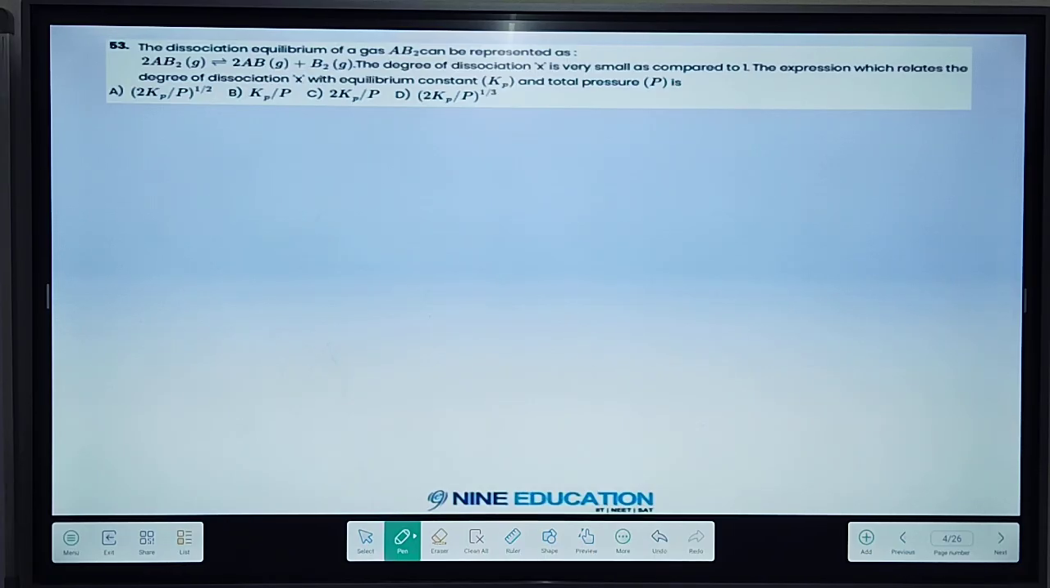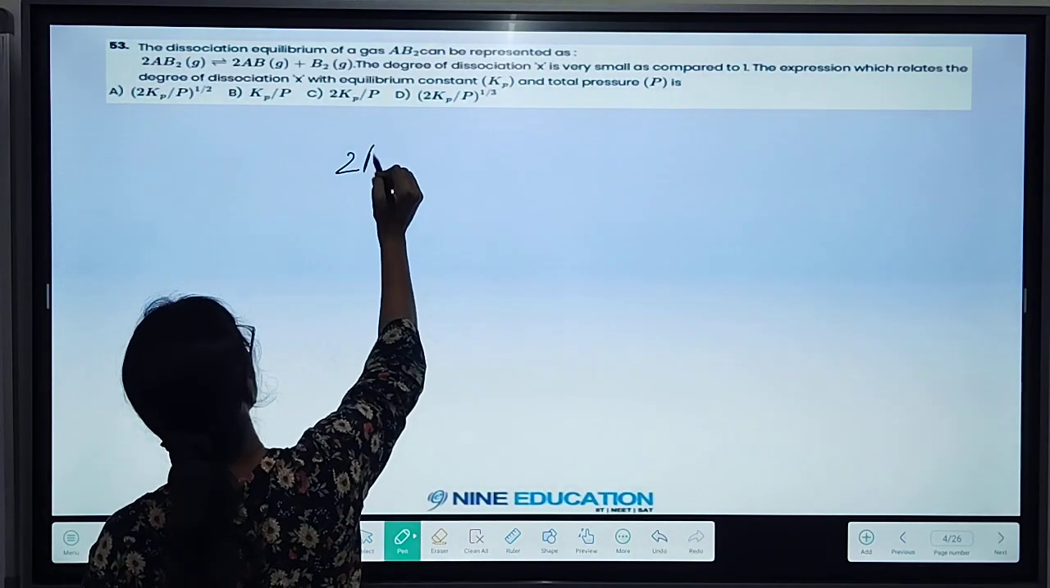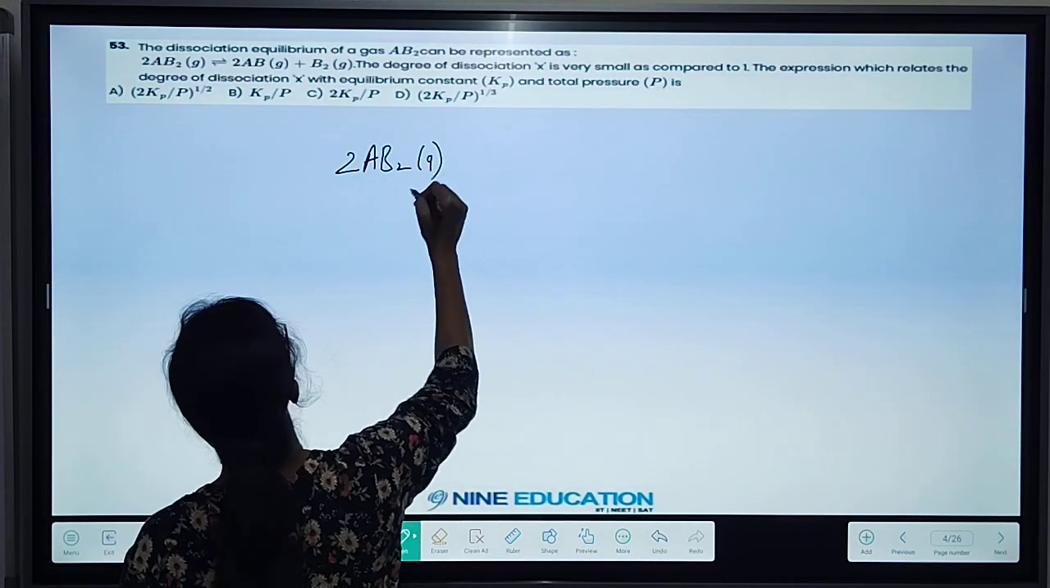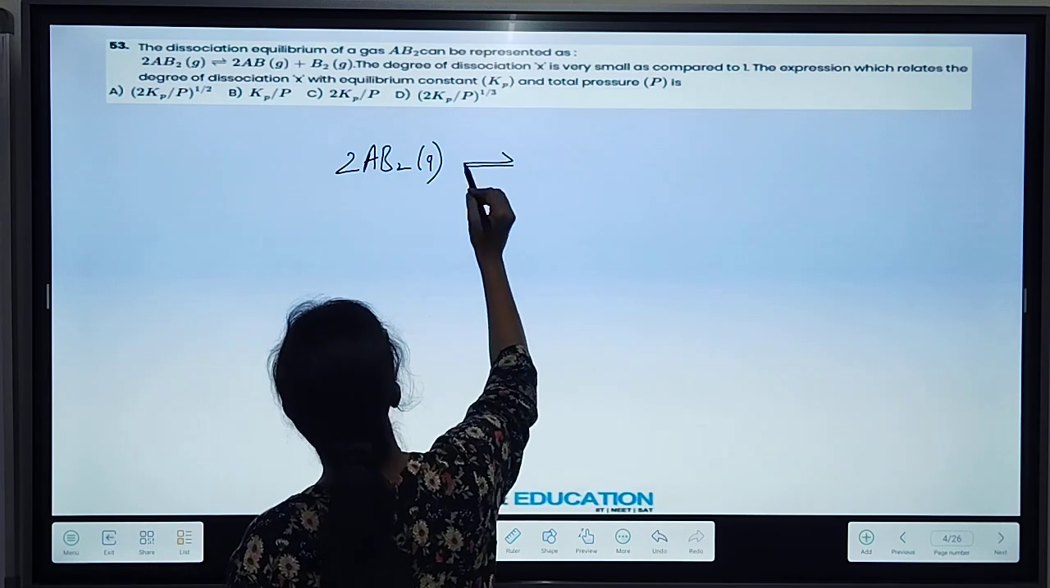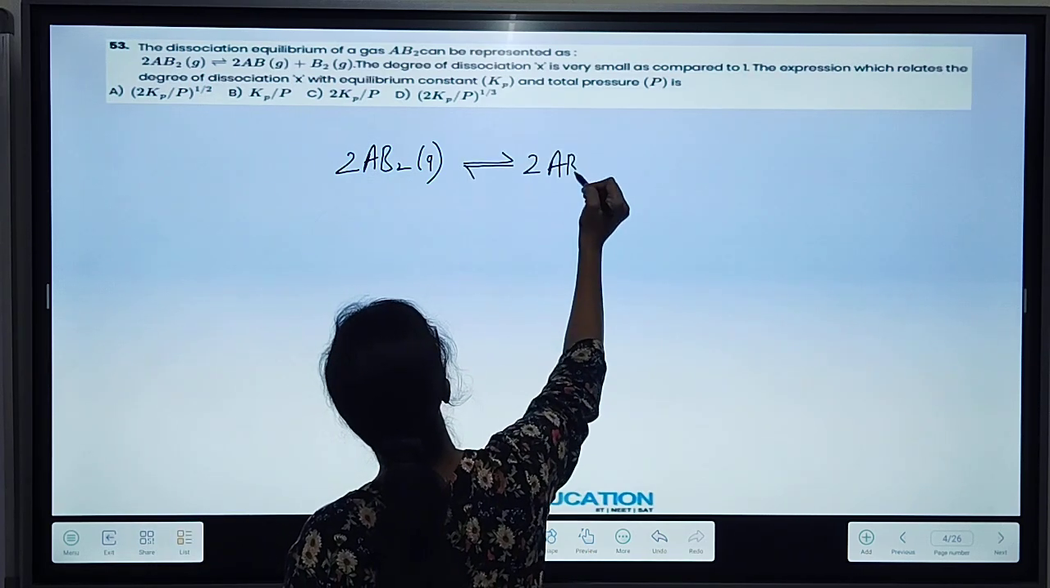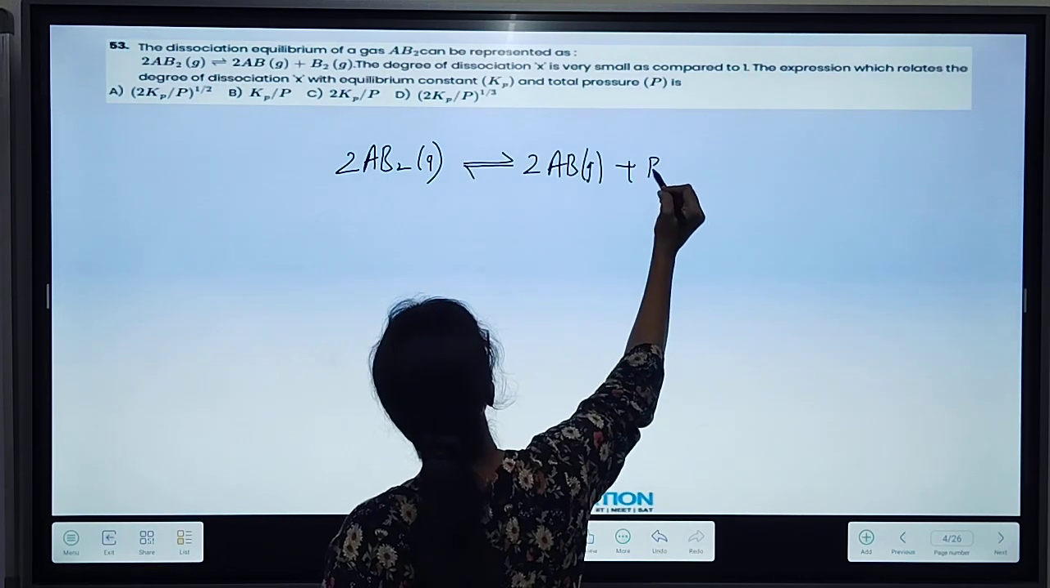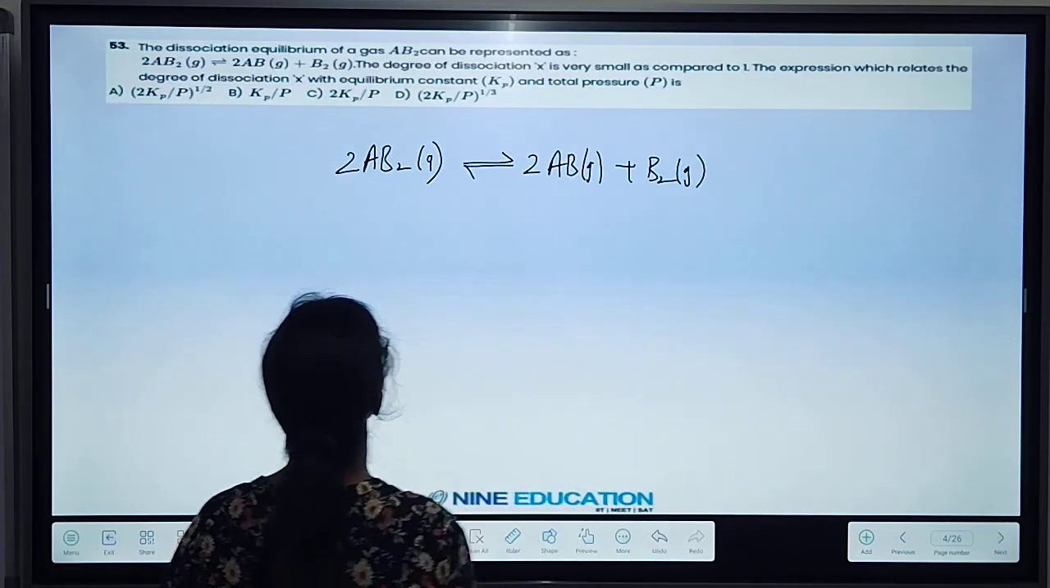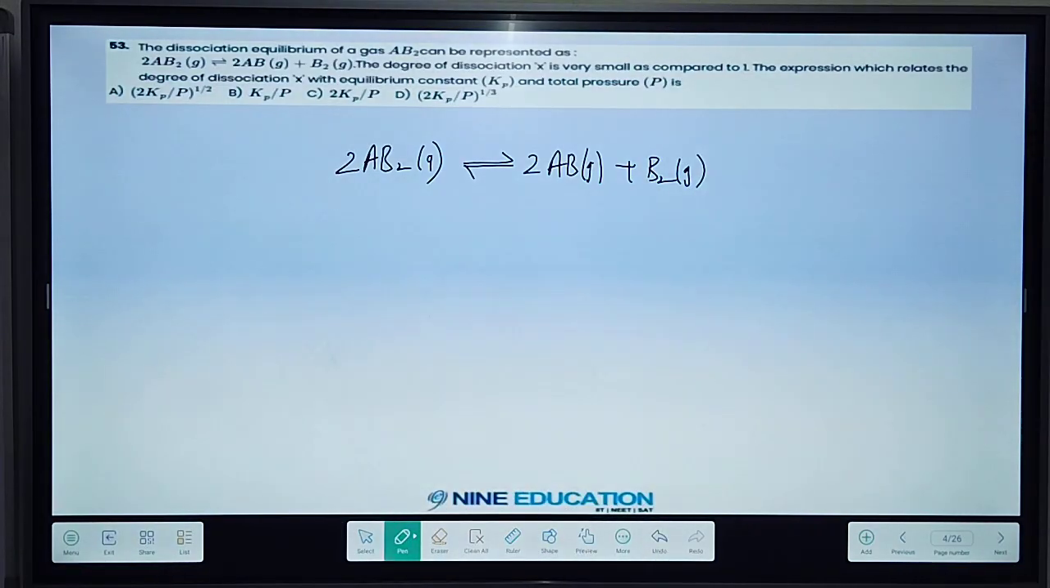So some dissociation equilibrium of gas AB2 is provided, which is 2AB2 gas giving us what? It is giving us 2AB gas, and along with that, what will be having? We'll be having a B2 gas. Now we need to talk about degree of dissociation. Degree of dissociation X, and we need to give the expression.